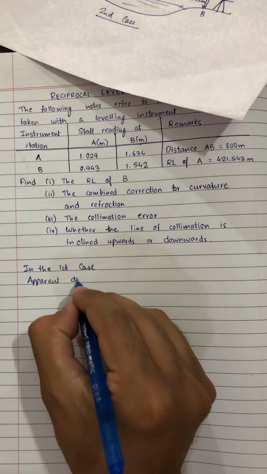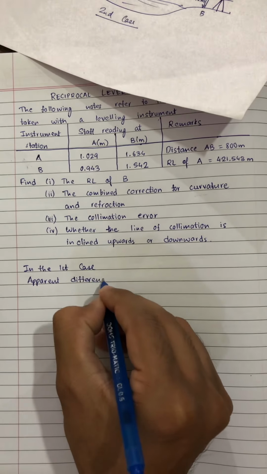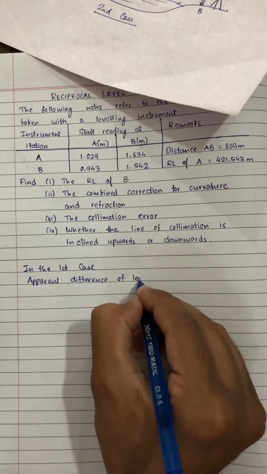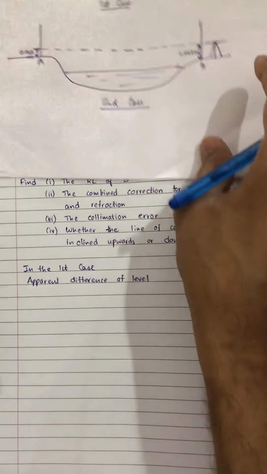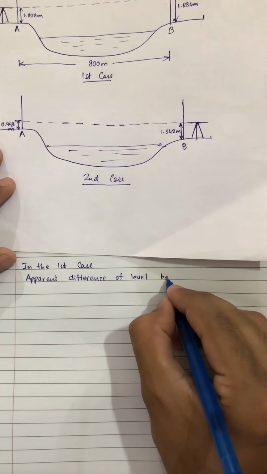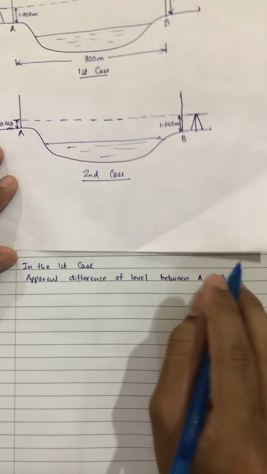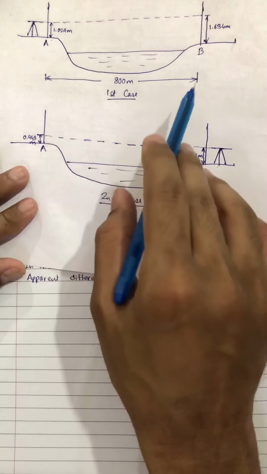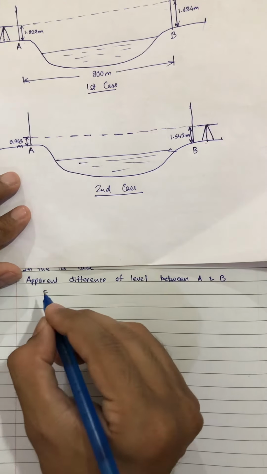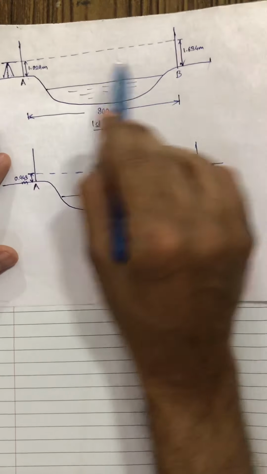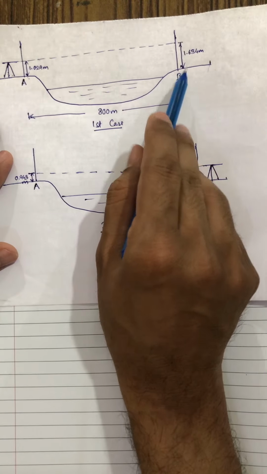Apparent difference of level between A and B. Apparent difference of level between A and B is what? This value is given as, this is 1.029 and this is 1.634.